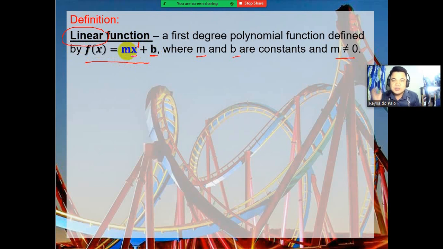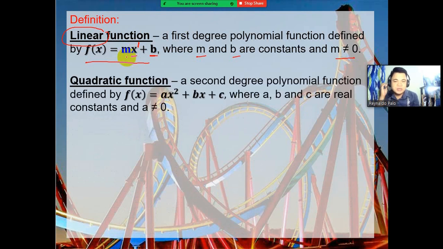Among the terms, you must see a term with the highest degree of 1. Okay, so that's what we mean when we say linear function. Next, we have quadratic function. A second degree polynomial function defined by f of x equals ax squared plus bx plus c, where a, b, and c are real constants and a is not equal to 0.